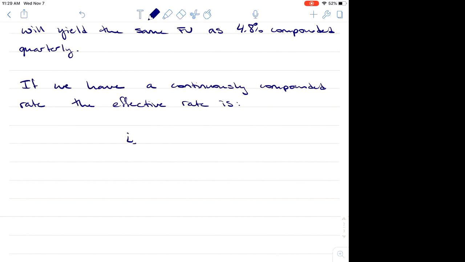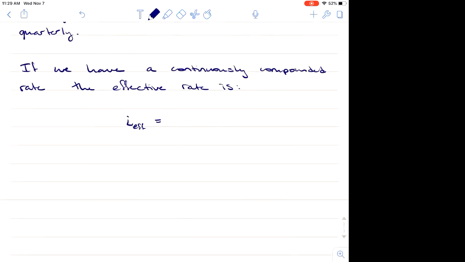my pen isn't catching. Sometimes it gives me the real world pen running out experience. It is e to the r minus 1. And that's on your formula sheet. Because if it's continuously compounding, we don't have an f, right? We just have the rate and we know it's continuous. So then we apply the special formula.